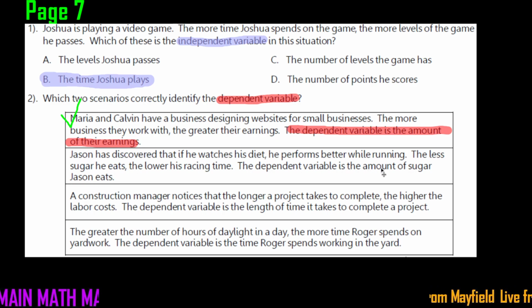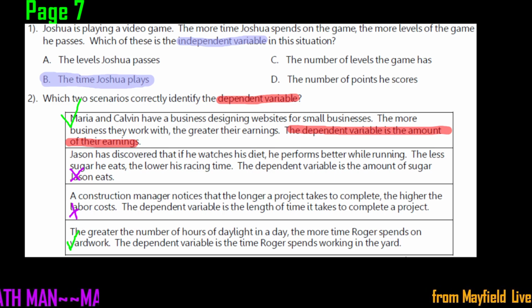However, for the second one, we know that it would be the measured amount. Since it says the amount of sugar he eats, since that sugar is measured, it would not be what we're looking for. So we're looking for mainly just that dependent. So it's not going to be that one. For the third, same idea. It says a construction manager notices that the longer a project takes to complete, the higher the cost. And so again, length of time, that's not going to be dependent. For that situation, it would be the labor cost. And so that means the last one has to be it.